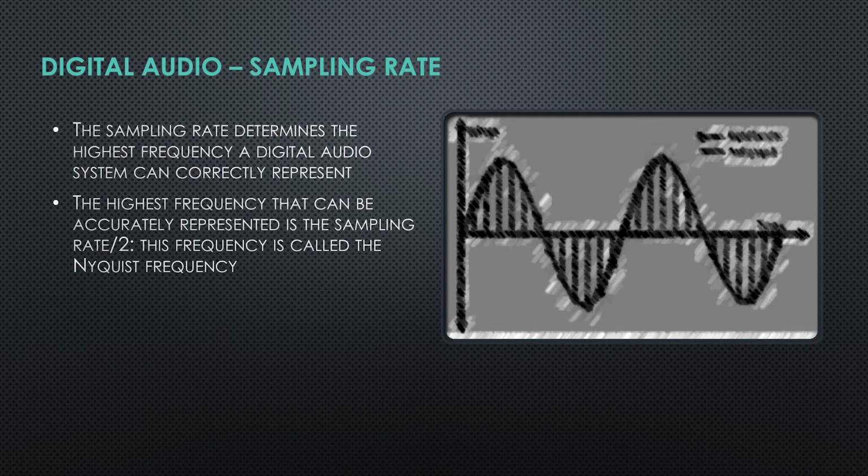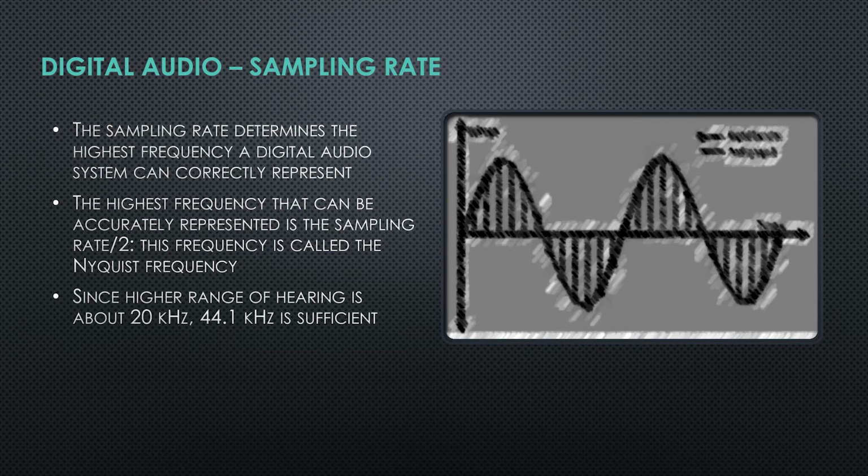The highest frequency that can be accurately represented is the sampling rate divided by 2. This frequency is something that we call the Nyquist frequency, which is named after a scientist with the last name Nyquist who came up with this. Since the higher range of hearing is about 20 kilohertz, we use a sampling rate of about 44.1 kilohertz. You'll notice that 44.1 is just over double 20. So this Nyquist frequency is being held true.